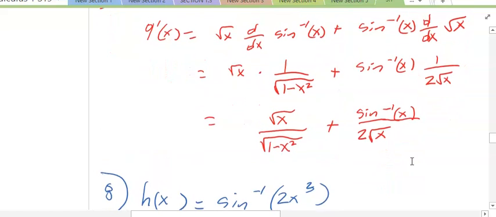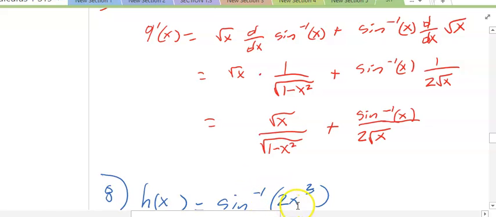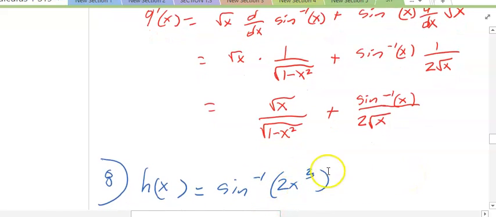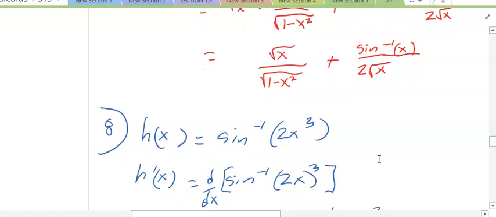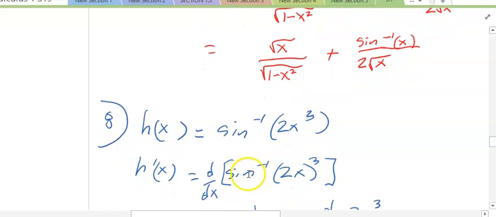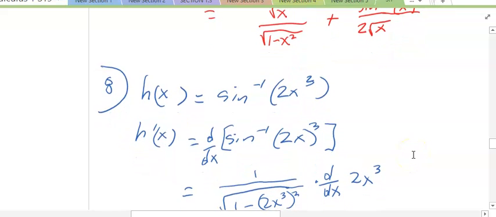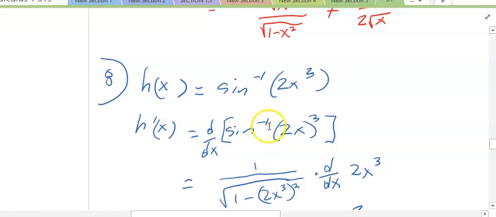Next problem, h of x is equal to sine inverse of 2x cubed. Now notice, this is not just a sine inverse of x. It's sine inverse of 2x cubed. So we're going to have some sort of chain rule thing happening here, because the derivative of 2x cubed will also come into play. So by the chain rule, the d/dx of sine inverse of 2x cubed is going to be taking the derivative of sine inverse of x, which would be at 2x cubed.